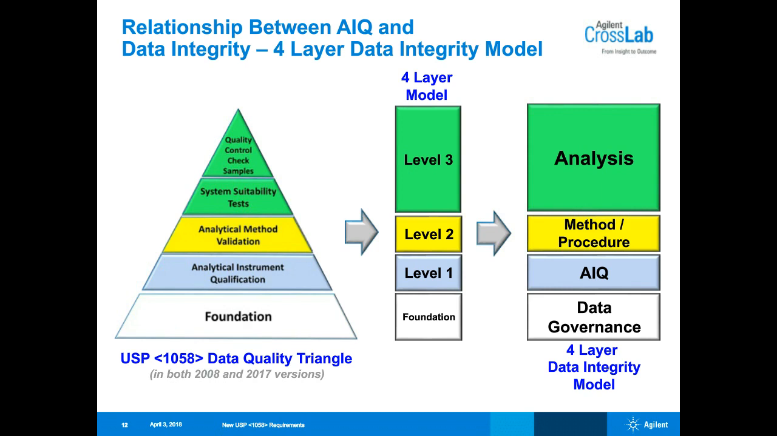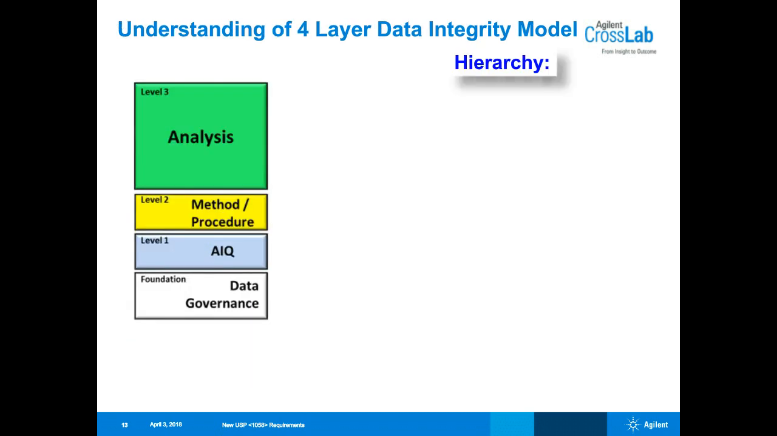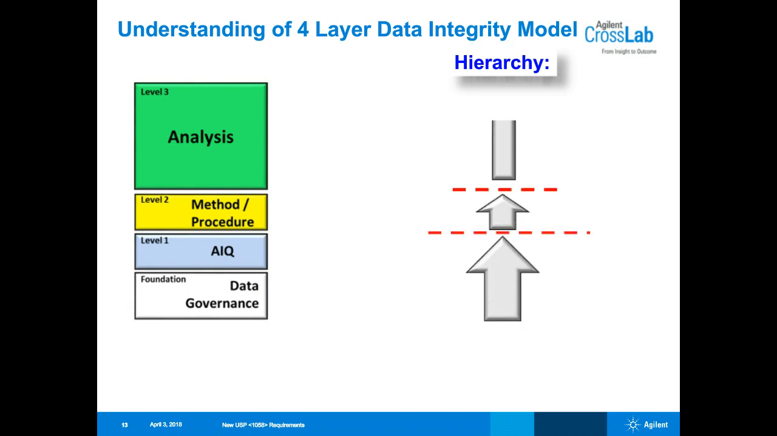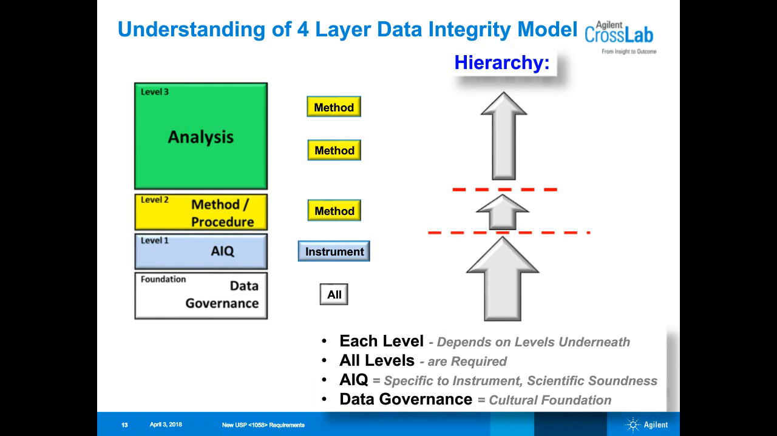So this model is a hierarchical model, and you'll see that as this animation builds. Effectively, each level depends on the levels beneath it. All levels are required, and only level 1, the AIQ, is specific to the instrument. AIQ is effectively part of the scientific soundness of the analysis, and the data governance is the cultural foundation for data integrity. And this ties AIQ into the four-layer model.